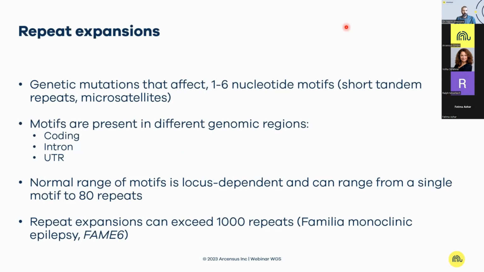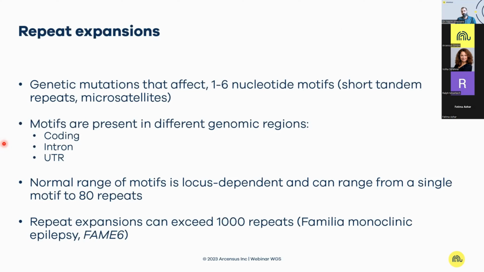So repeat expansions, these are genetic mutations that can affect 1 to 6 nucleotide motifs, which are also called short tandem repeats. They are also called by others microsatellites. These are motifs that can either be present in the coding region of the gene, or in the intronic region, or in the untranslated regions of the gene, which are either 5' or 3'.